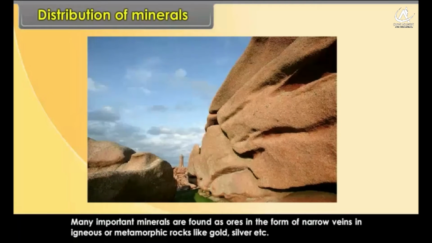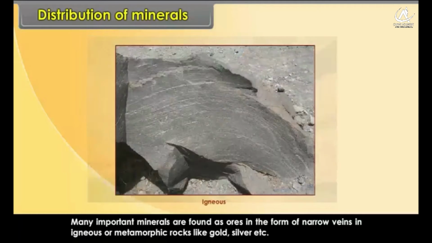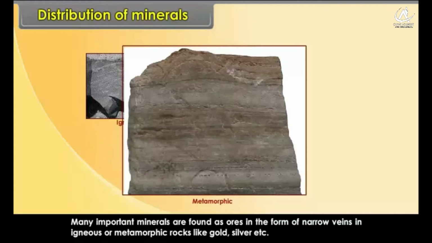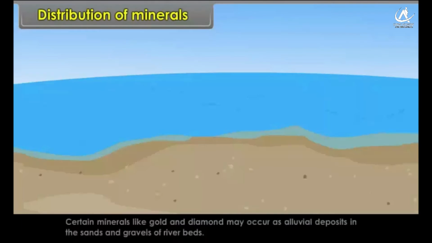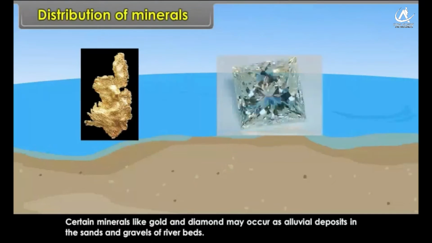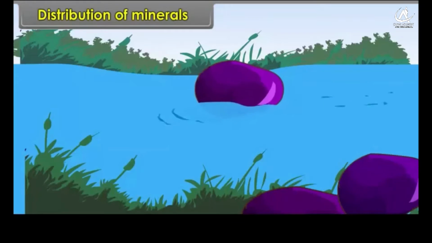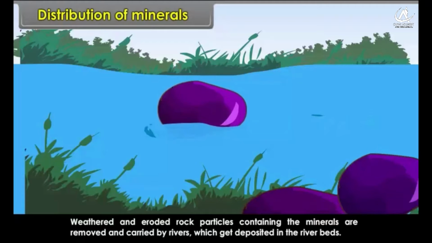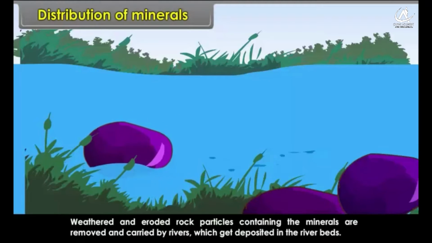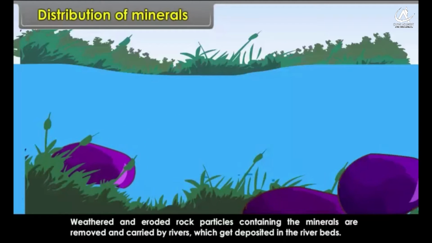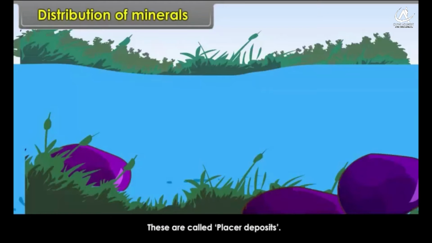Many important minerals are found as ores in the form of narrow veins in igneous or metamorphic rocks, like gold, silver, etc. Certain minerals like gold and diamond may occur as alluvial deposits in the sands and gravels of river beds. Weathered and eroded rock particles containing the minerals are removed and carried by rivers, which get deposited in the river beds. These are called placer deposits.